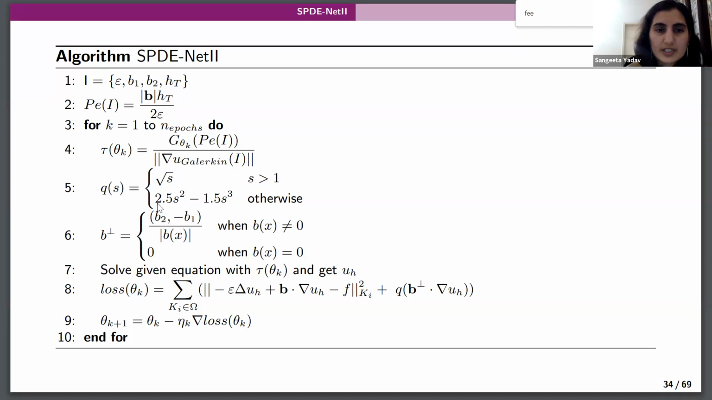Here the Q function is given as this, and B perpendicular, the crosswind direction, is B2 comma minus B1 divided by the norm of B. And the loss function is given as this: the strong form residual and the crosswind derivative term.